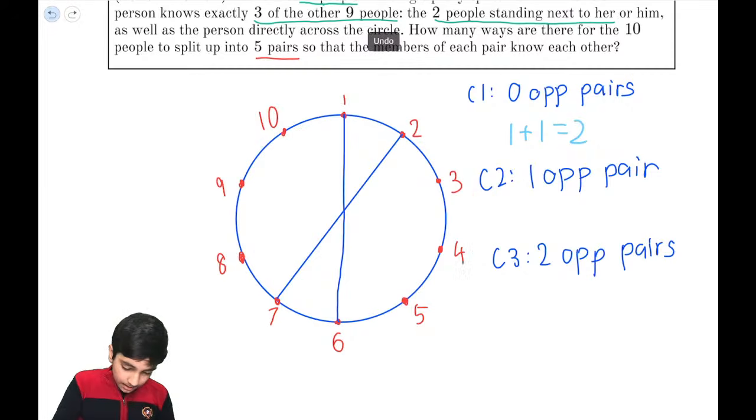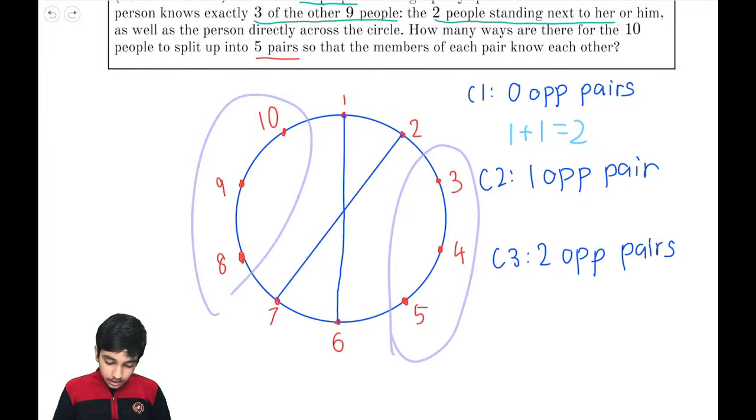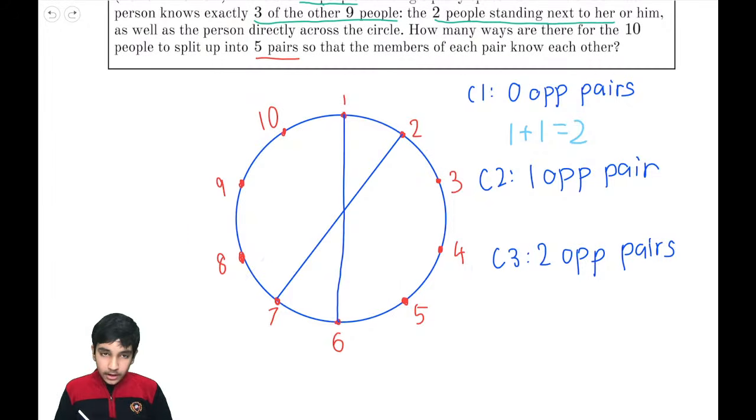Then we're left with 3 people here and 3 people here. So we have 3 people on both sides. We cannot divide 3 people into evenly divided pairs, so that won't work. So there's going to be 0 ways for this case.